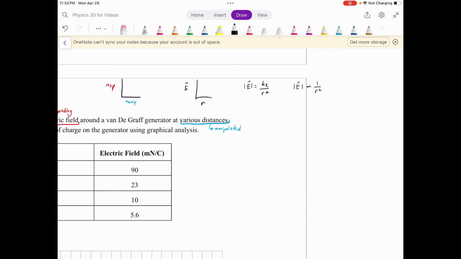Now, what do we need to be able to do graphical analysis? We need a straight line, right? Is this graph then going to give us a straight line? No, it's going to give us the inverse square graph, right? It's going to give us this. We will not be able to do graphical analysis with that. What's the slope of this line? It has many different slopes. We can't say that, right?